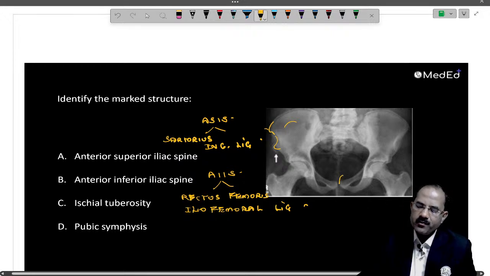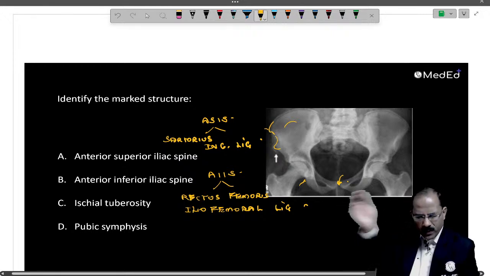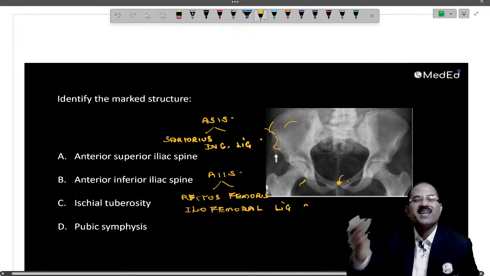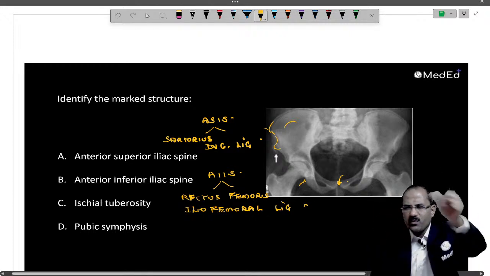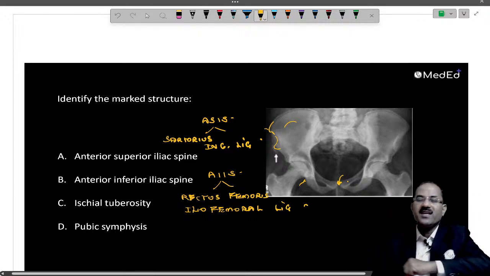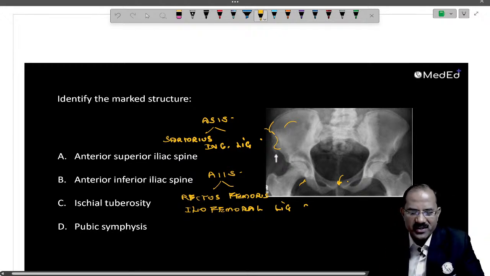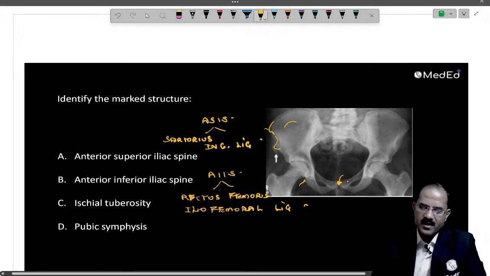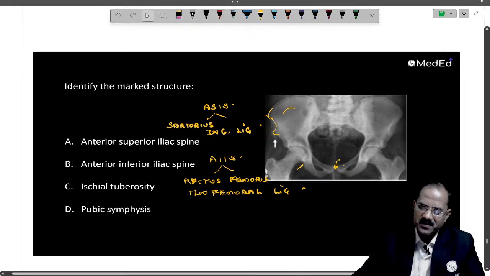This is pubic symphysis, right? Ischial tuberosity would be backside. Anterior superior spine, two structures attached. One muscle, one ligament. Muscle is sartorius, ligament is inguinal ligament. Anterior inferior iliac spine, again one muscle, one ligament. Ligament is iliofemoral ligament. Muscle is rectus femoris, the straight head of rectus femoris. I hope you are understanding, bacho. Very good, excellent.